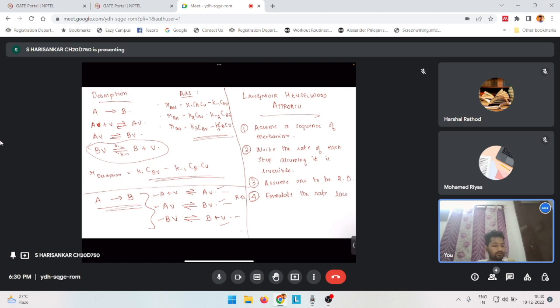And we have to replace all the terms like CV. How we replace it, we'll see with an example question. But anyways, what we have to do as the fourth step is, after assuming one of these steps to be rate determining, we try to formulate the rate law by replacing all the CV terms, or concentration of vacant site terms.